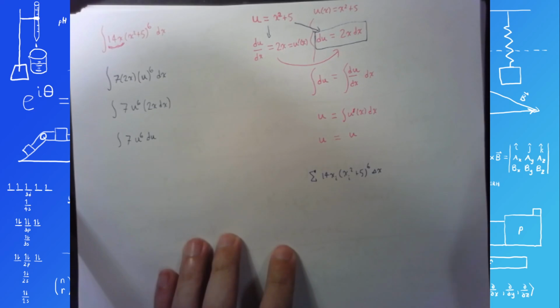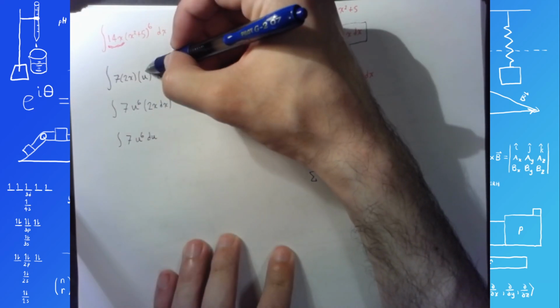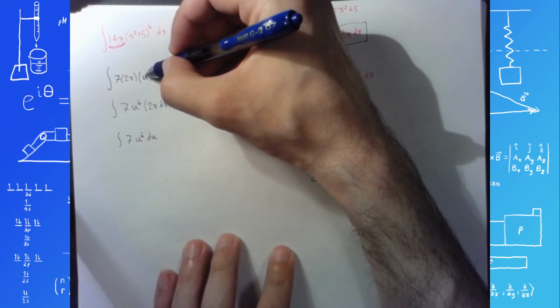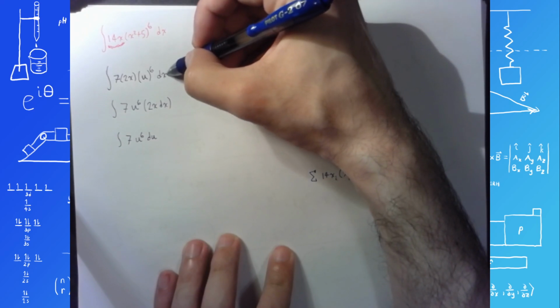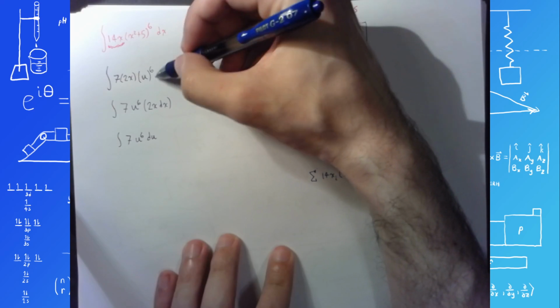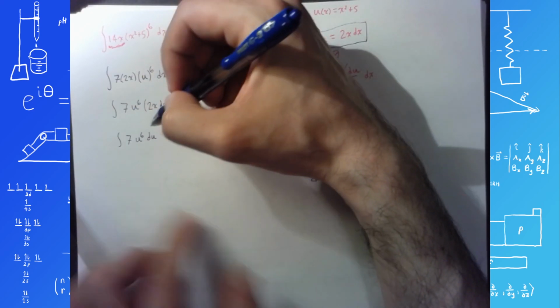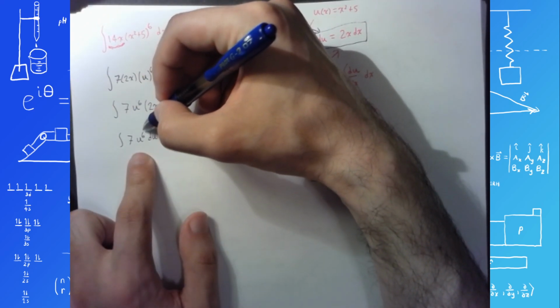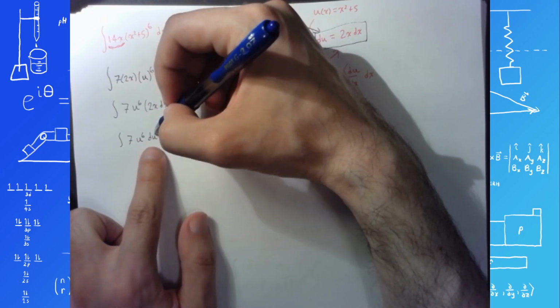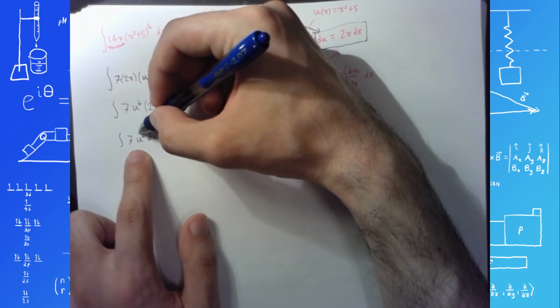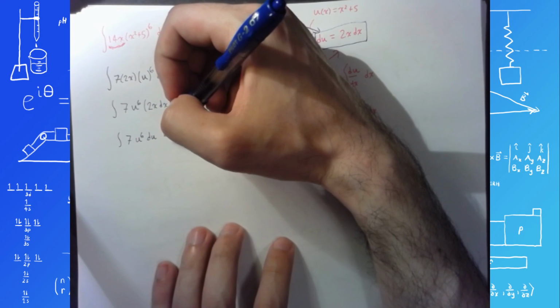I can solve this. I couldn't do it back here or back here because I had two different variables and a differential that only agrees with one of the variables. But now that I've rewritten everything in terms of the same variable, now that my differential matches the variable in my integrand, we are good to go.